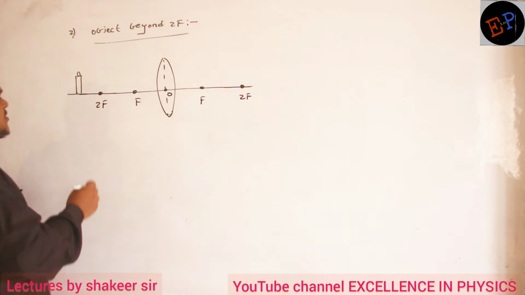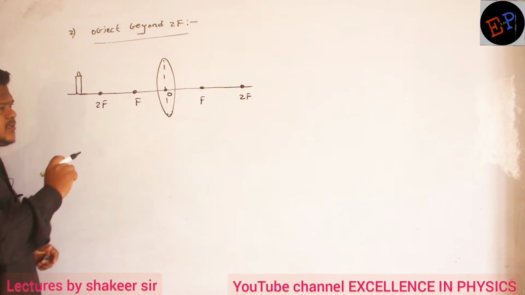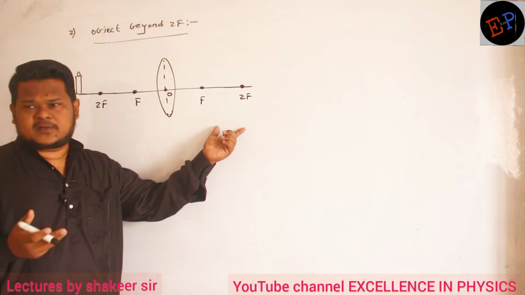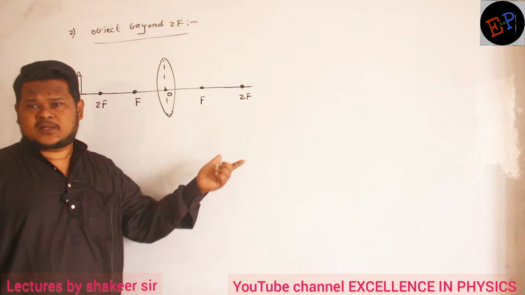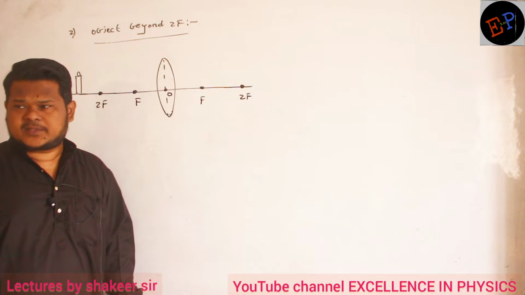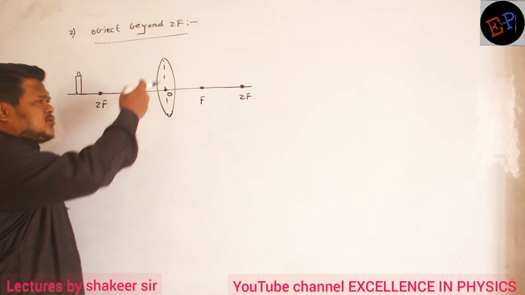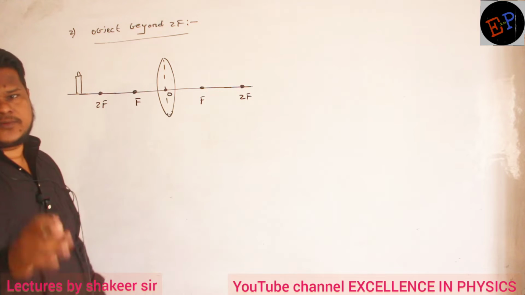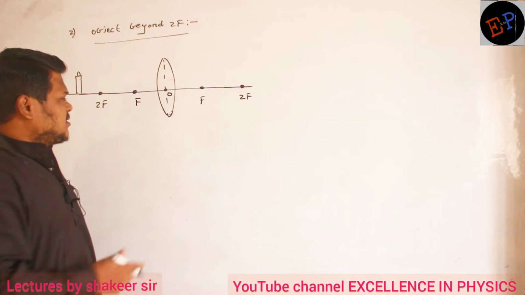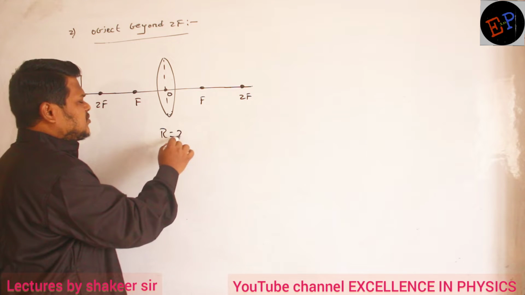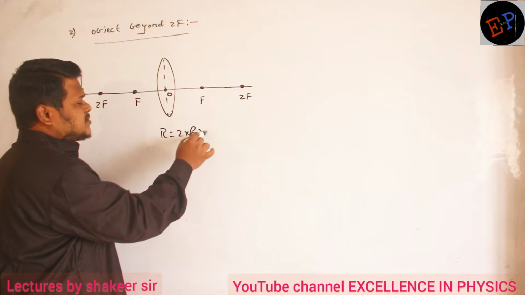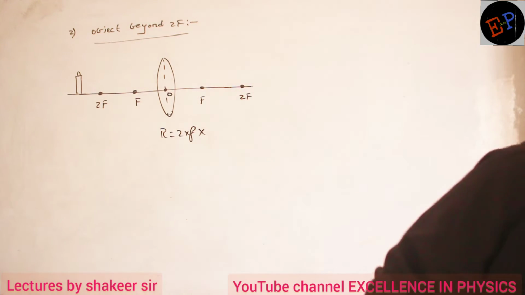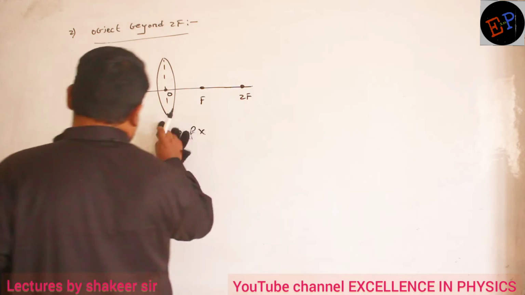Okay. So now the object is beyond 2f. Already we have studied that in lenses there is no concept of focal length and radius of curvature, because there are two refracting surfaces. So we take f and 2f, that's all. Here I cannot say that the radius of curvature is 2 times the focal length. Already we have discussed this. So we will just take f and 2f.